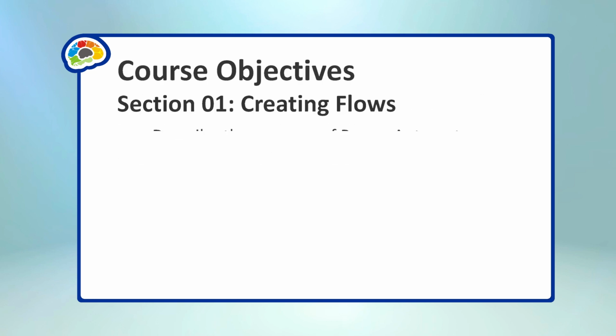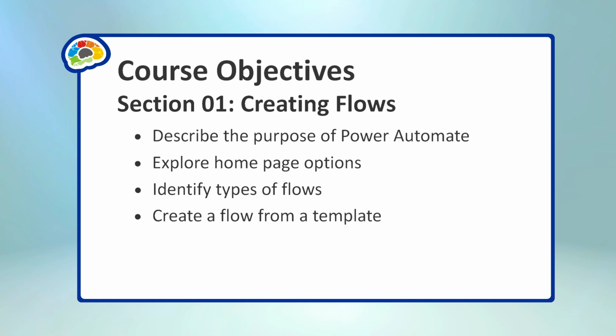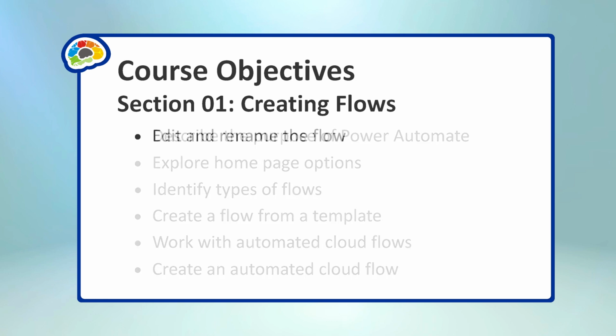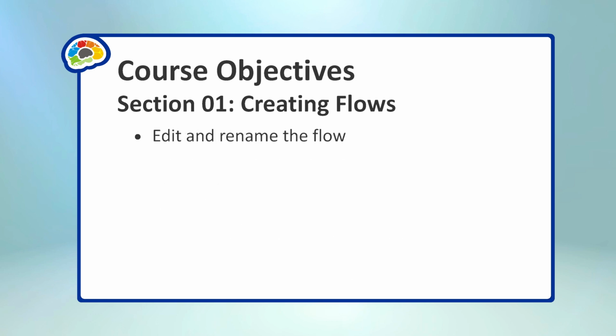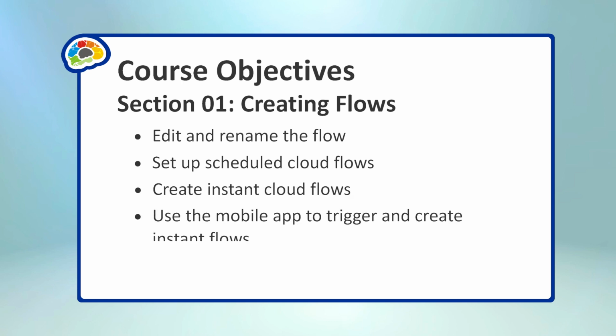We'll start with an overview of Power Automate and its purpose. Then we'll explore homepage options, identify types of flows, and create a flow from a template. Next, we'll work with automated cloud flows. We'll create an automated flow from scratch and edit and rename the flow. Then, we'll set up scheduled cloud flows and create instant cloud flows. We'll also use the mobile app to trigger and create instant flows.